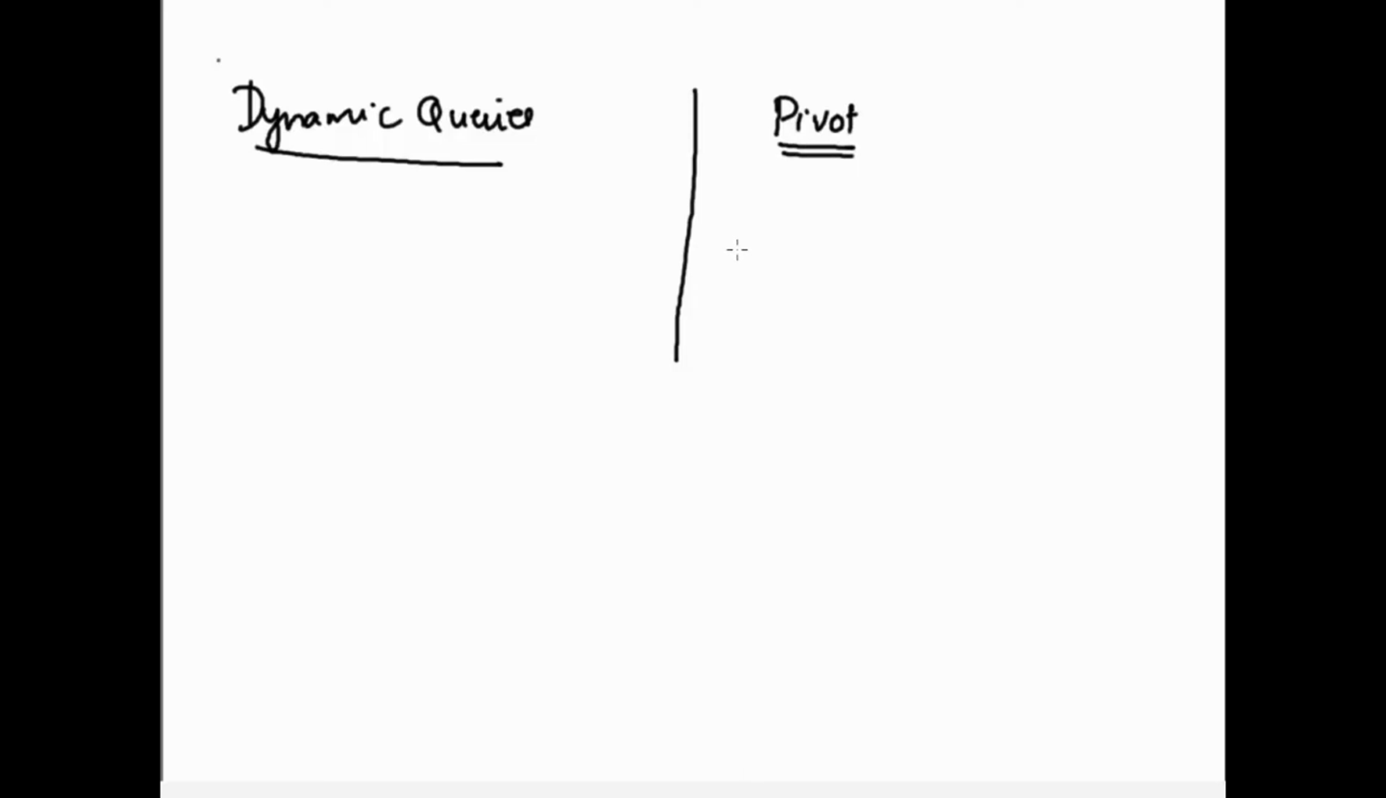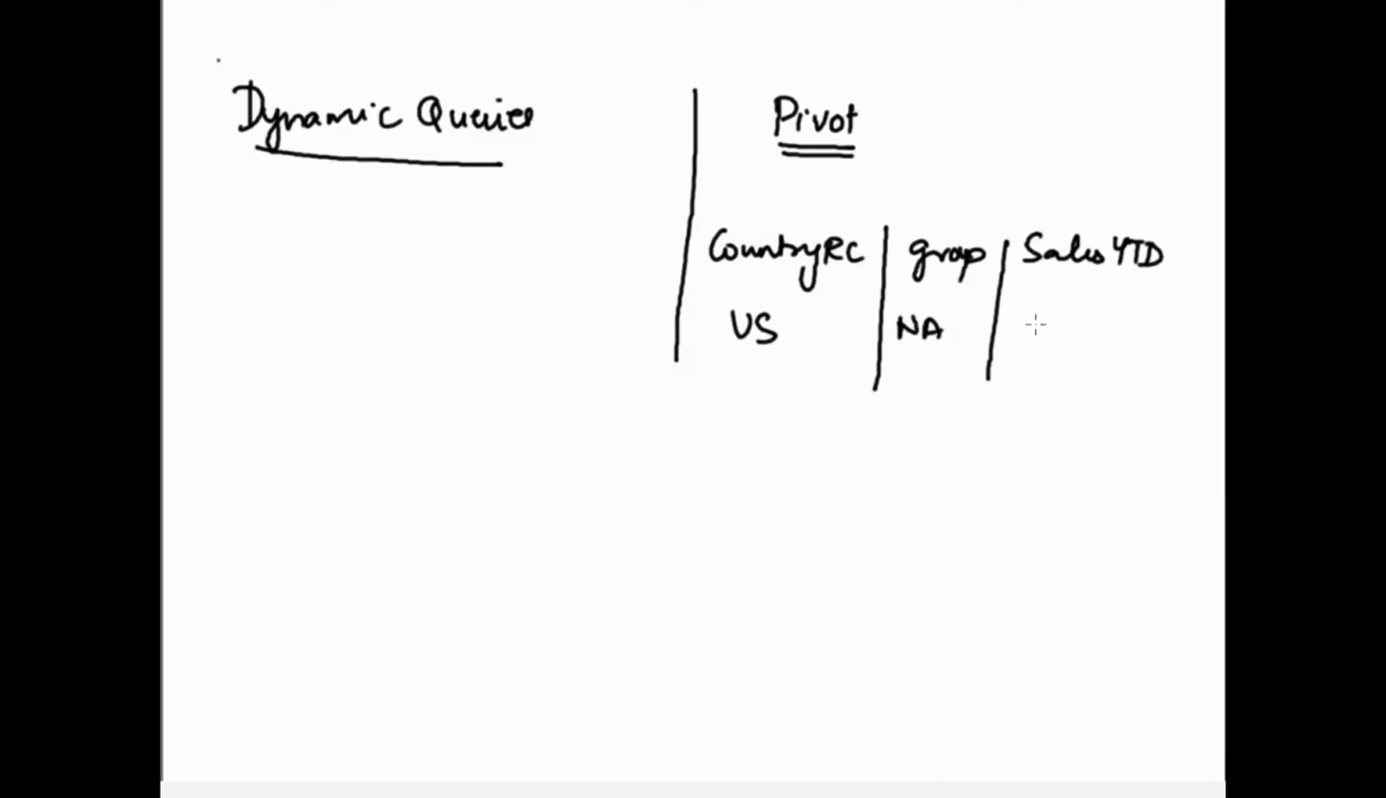If you look at a typical Excel pivot, what do we do? If we even consider our sales territory, we had country region code, and then we had groups, and we had sales YTD. This is the same example we have been following through, where we say that country region code could be US, and this could be North America, and sales YTD could be something like $78. And another example could be Europe, and then this could be something like $70 something.